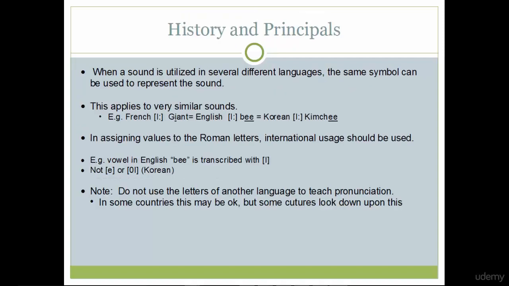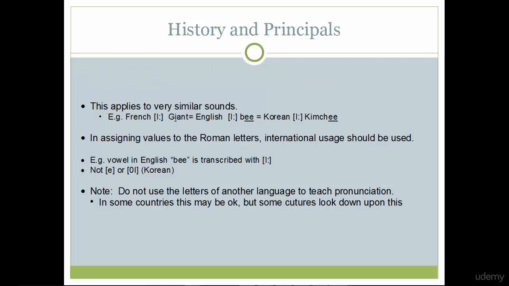When a sound is utilized in several languages, the same symbol can be used. This applies to similar sounds, like the French E sound, giant, or English B, or the Korean kimchi. You can use the same symbol to show the same sound, but this doesn't always work. In assigning values to the Roman letters, the international language should be used. The vowel sound in English for the word B is transcribed with the symbol I with a colon, not an E, or in Korean, an O capital I, which is the Korean sound for the E.